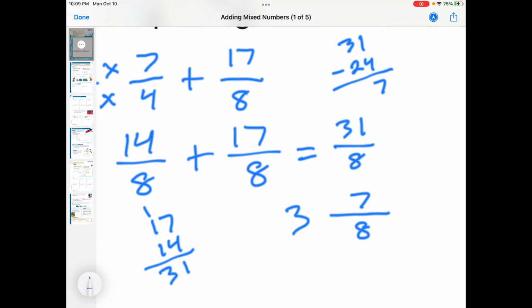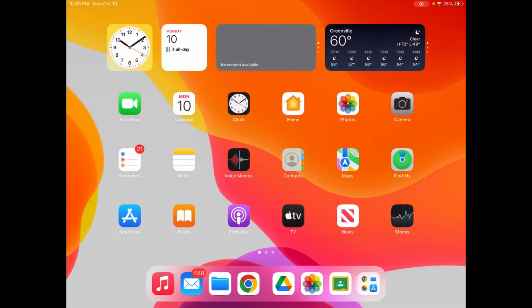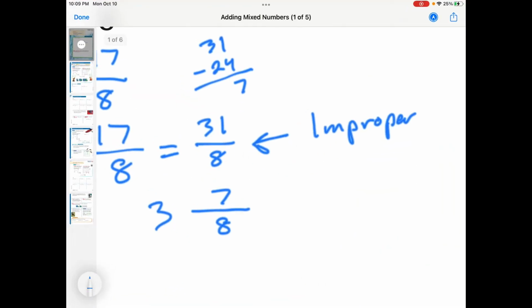So what we have here, this right here, is what we call an improper fraction. And this right here is just a proper fraction. Okay? And so that's that right there.